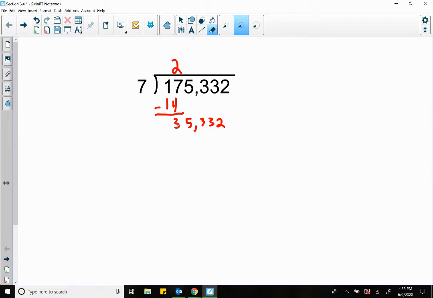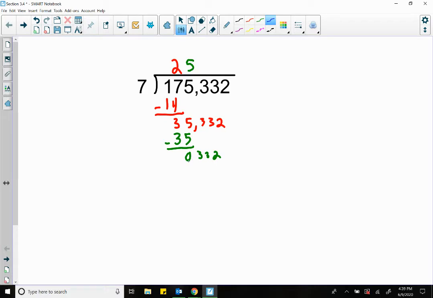7 can't go into 3, but can 7 go into 35? Absolutely. It goes in evenly. It goes into 35 5 times. So 5 times 7 is 35. And then we subtract down. And that gives us 0, which is great. And everybody else trickles on down. Now we repeat the process.